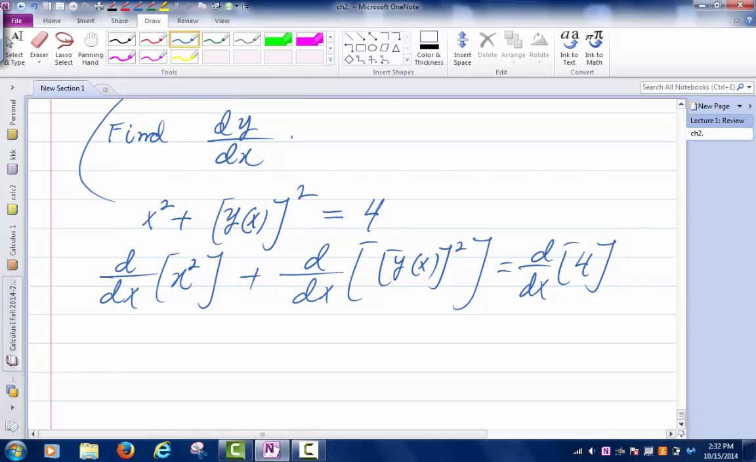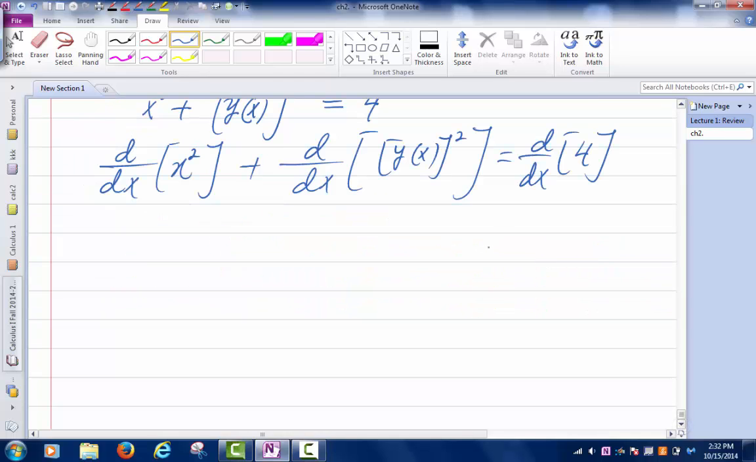Yeah, the derivative of 4 would be 0. Let me write that down right now. And what's the derivative of x squared? 2x. Okay, that's easy. But what's the derivative of y squared? Notice that I am taking the derivative of y squared with respect to x, not y.